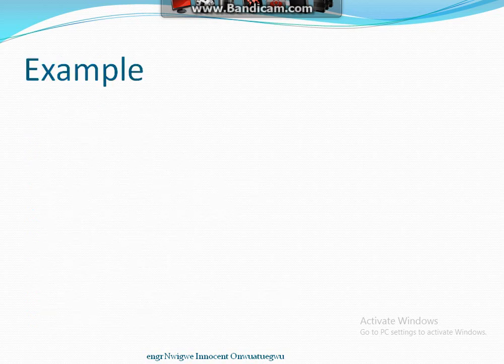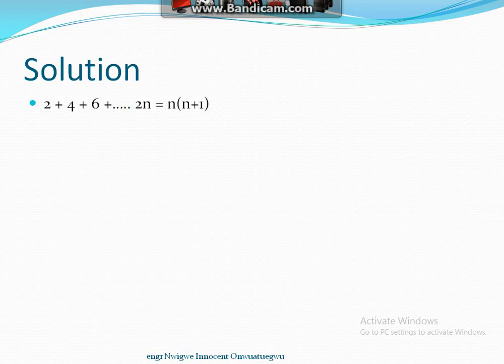Example: prove that 2 plus 4 plus 6 plus up to 2n is equal to n in bracket n plus 1. Solution: we have to prove that 2 plus 4 plus 6 up to 2n is equal to n in bracket n plus 1. Let n equal 1. If you substitute n, we have 2 times 1 is equal to 1 in bracket 1 plus 1, which gives us 2. Then let n equal k.